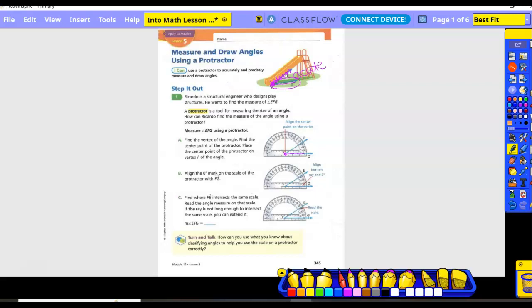But you guys just told me that that's an acute angle. So would we use the 30 or would we use the 150? The 30. So what is the measure of angle EFG? 30 degrees. Don't forget your label.